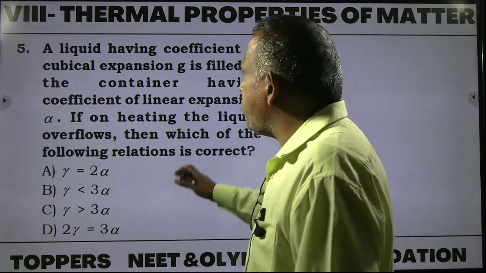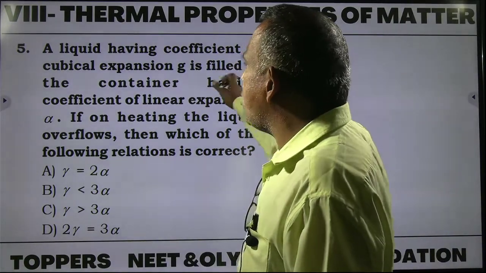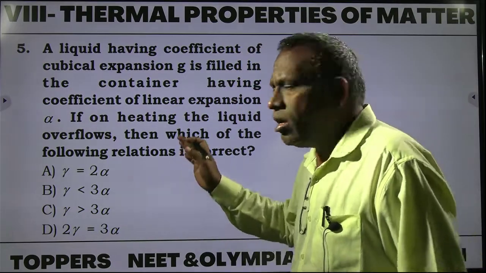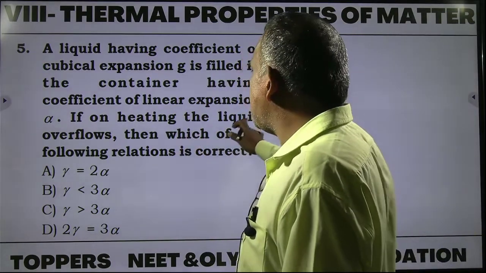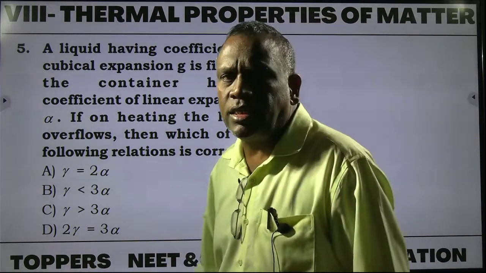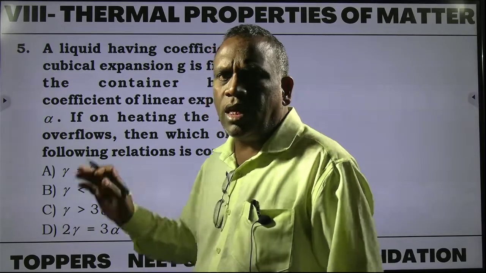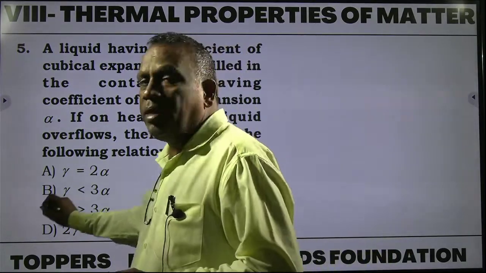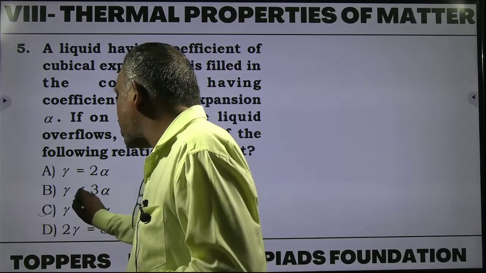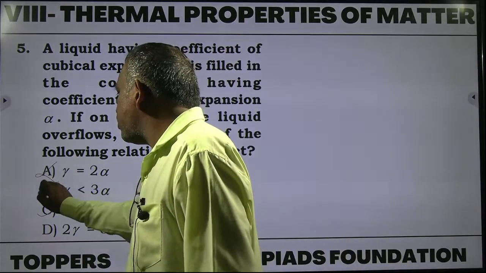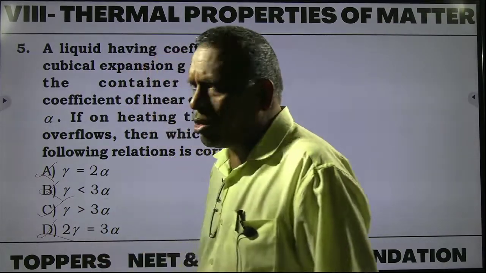Coming to the fifth question: a liquid having a coefficient of cubical expansion gamma is filled in a container having a coefficient of linear expansion alpha. If it is heated, it overflows. Which of the following conditions is correct? When the liquid gets heated and overflows, the gamma value will be greater than 3 alpha. The remaining options are wrong.